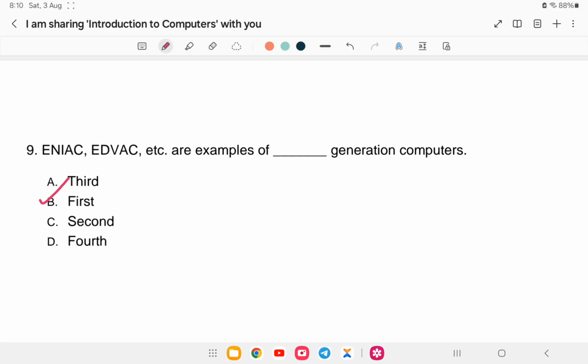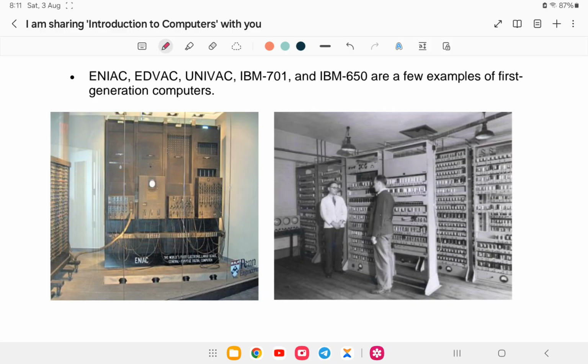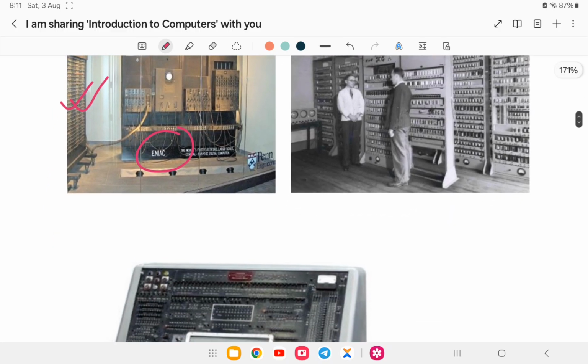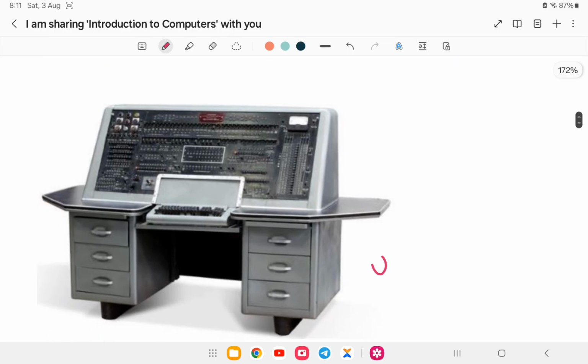Let us see what the types of first generation computers are. ENIAC, EDVAC, UNIVAC, IBM 701 and IBM 650 are examples of first generation computers. ENIAC, as you can see, was the first one, and EDVAC is also of the first generation. You can see in the photo, and this is the UNIVAC machine. So it is a first generation computer. Let us go to the next question, that is question number 10.